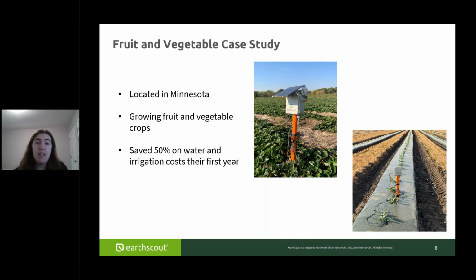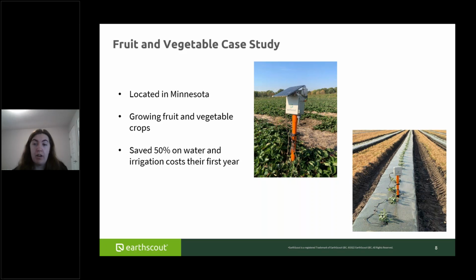And with these crops, when too much water is applied, the fruit or the vegetable gets too big and too bulky, and it loses its flavor, and therefore becomes a less favorable product for their consumers to buy. So they really need to balance the right amount of water for the plants at the right time to avoid this overwatering. So the first year of using EarthScout, they had 2 units placed in their field.